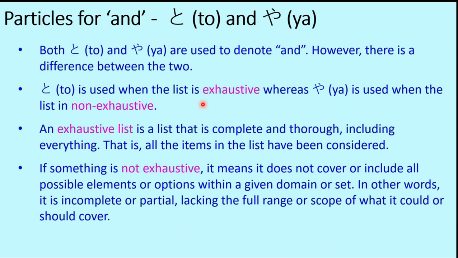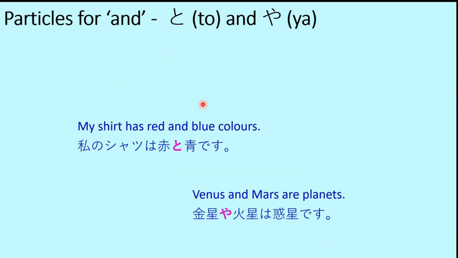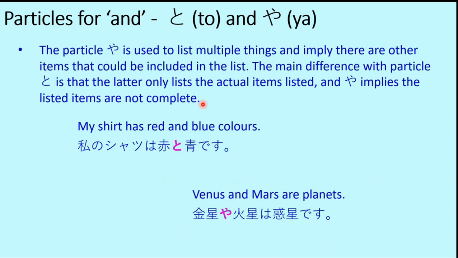So it's still not clear, right, friends? So let's see some examples as well. The particle ya is used to list multiple things and imply there are other items that could be included in the list. The main difference with particle to is that to only lists the actual items listed, and ya implies the listed items are not complete. Now let's look at some examples, otherwise the confusion will remain.